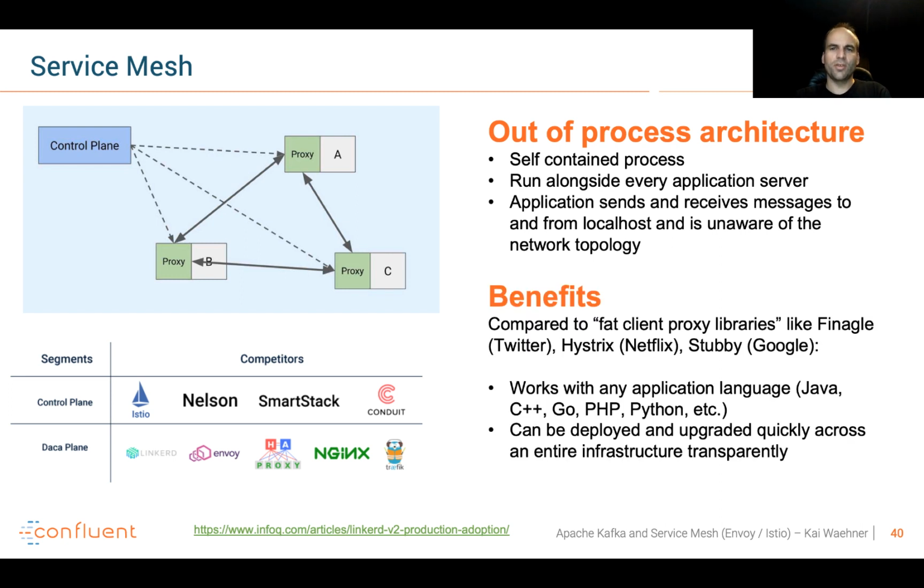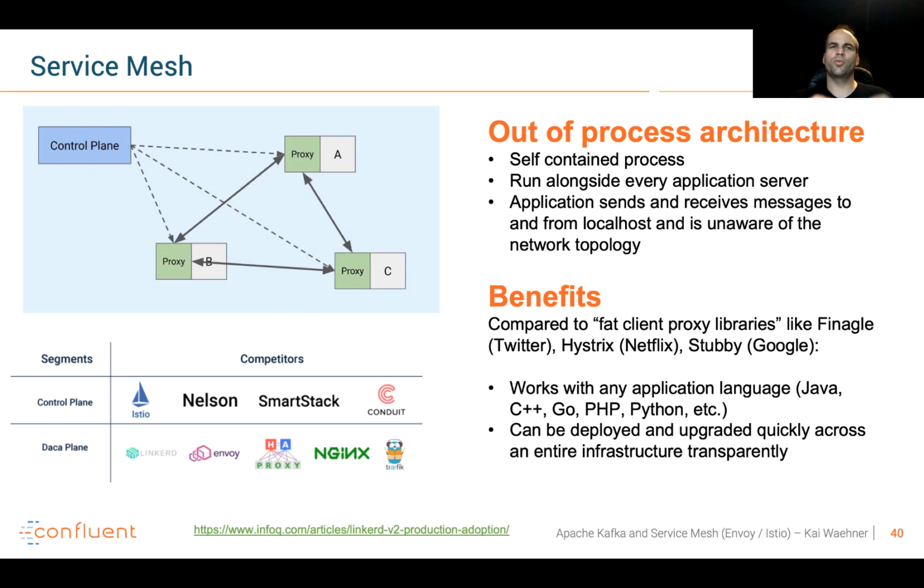And this is also a very important benefit compared to these fat client proxy libraries, which have existed for some years, like Finagle from Twitter or Hystrix from Netflix. These are used in different ecosystems today. The disadvantage of these is that they are typically built for one language, like Java. And also they have to be deployed with each application or microservice. So it's much harder and the burden is bigger for deploying all of the systems in your microservice architecture.